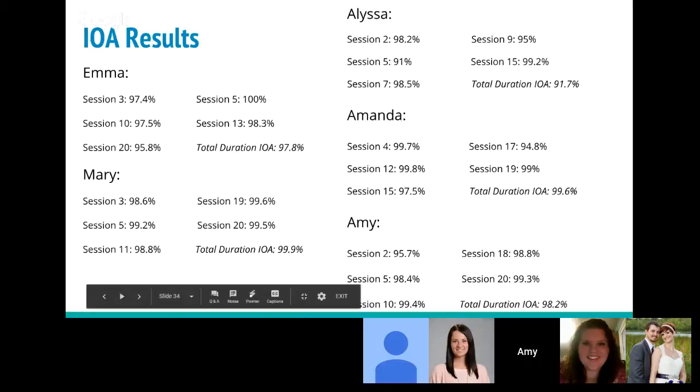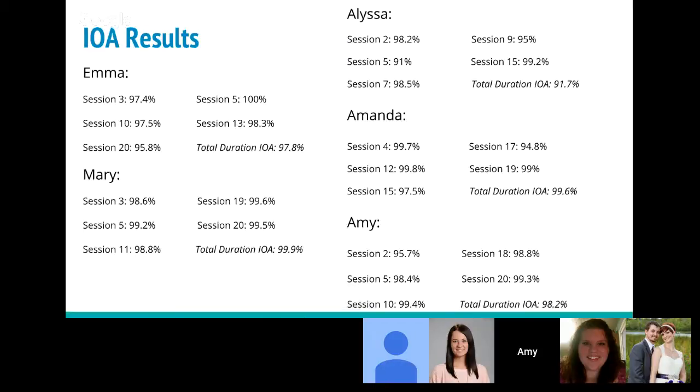For my IOA, our total duration IOA was 99.6%. My highest with my partner for this was 99.8, and our lowest was only 94.8. So we were pretty spot on and similar with our results and our data collection.